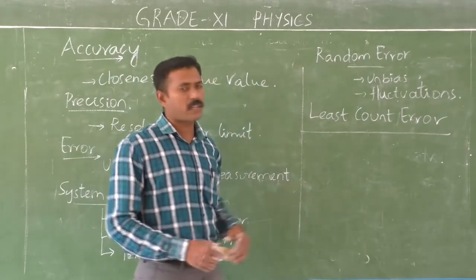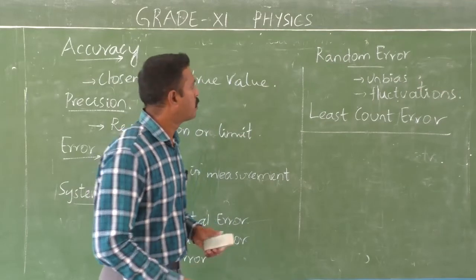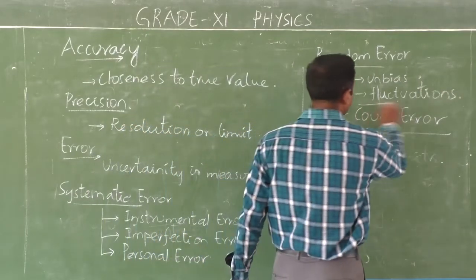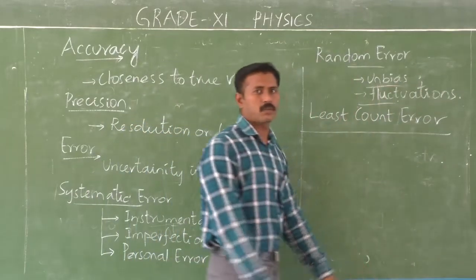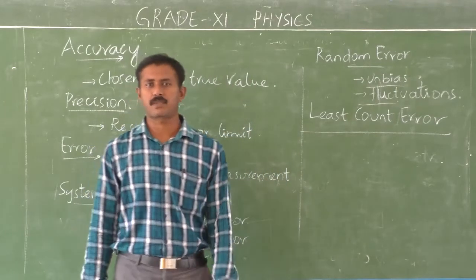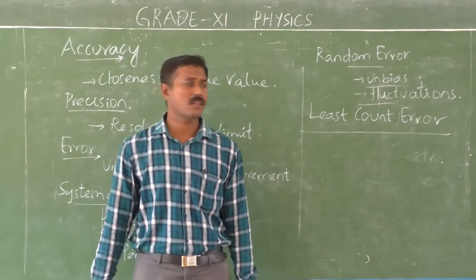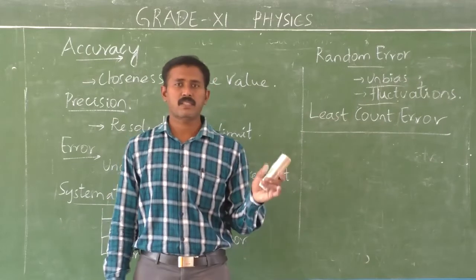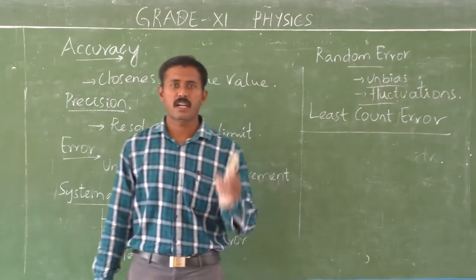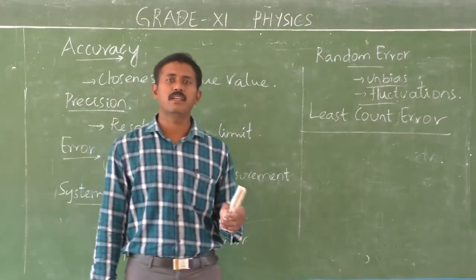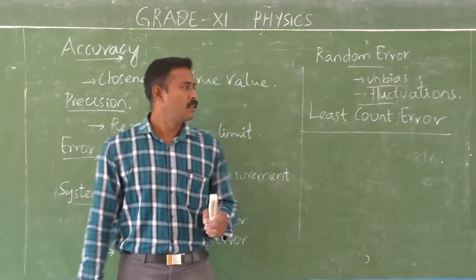The next type of error is random error. Random error also includes the unbiased fluctuations. The fluctuations here are the fluctuations in the voltage, current, and the frequency of the measuring instrument.